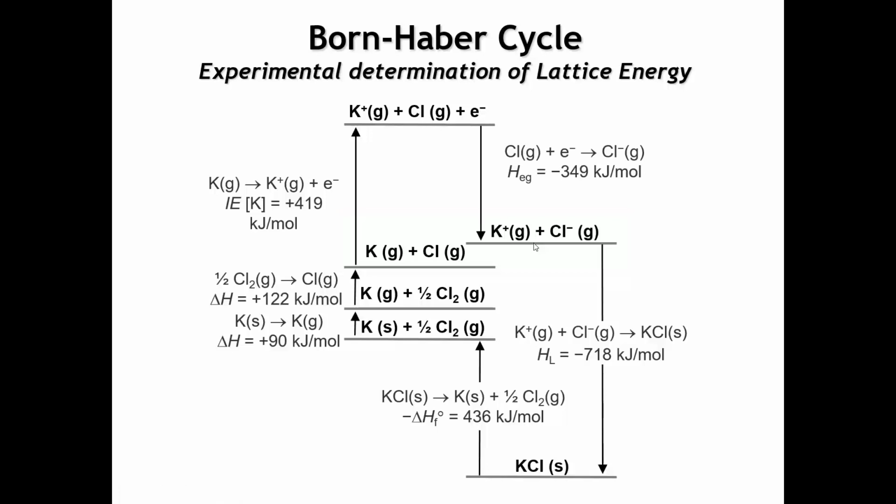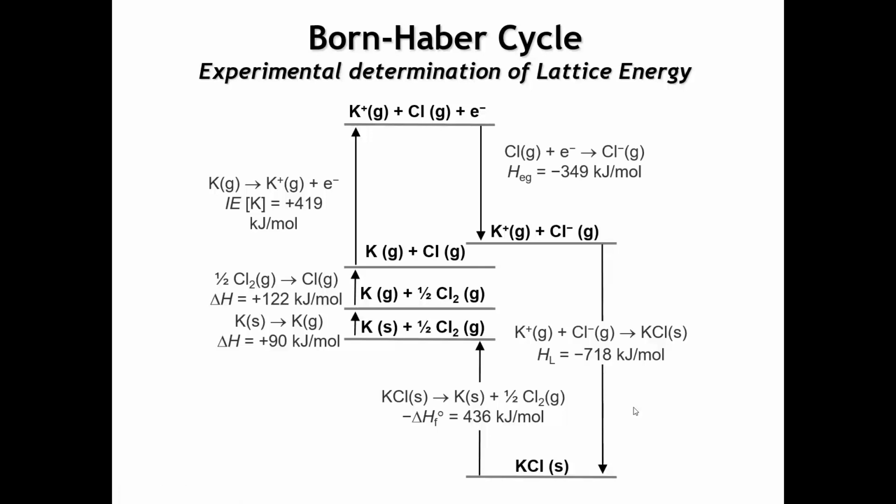However, we do know that potassium and chlorine react very exothermically, right? And that does trigger this transfer of electrons. But the thing to realize is the exothermicity of that reaction is driven largely by the favorable lattice energy that comes from the attractions between potassium ions and chloride ions.